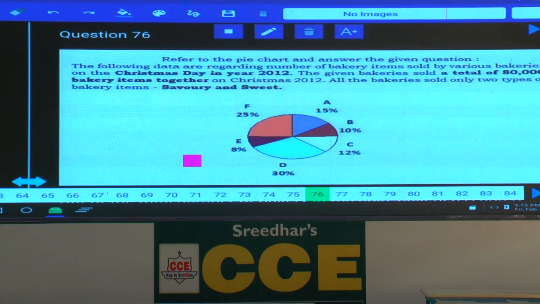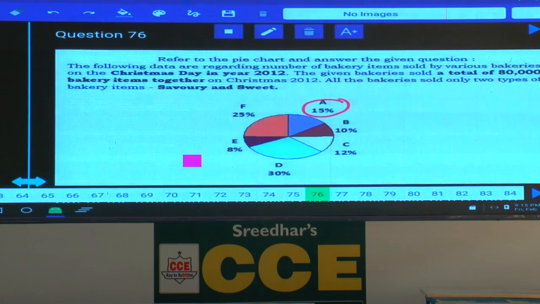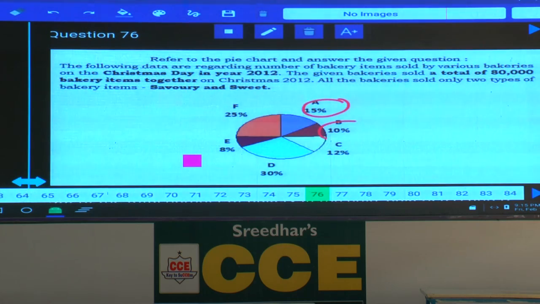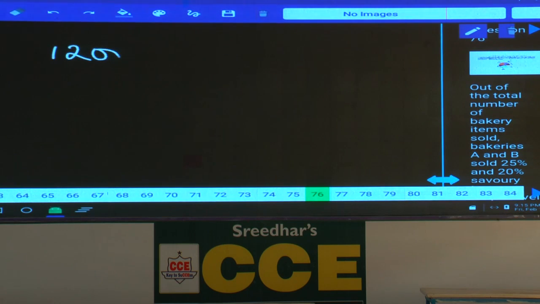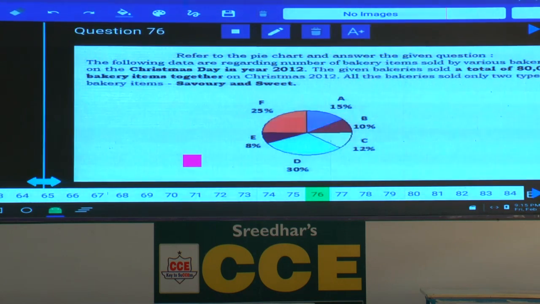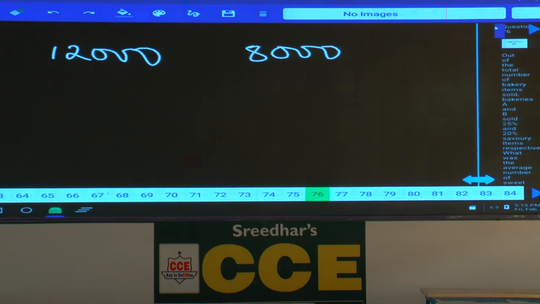Now, A is selling 15%, B is selling 10%. 15% of 80,000, how much is that? 10% plus 5%, what is 10%? 8,000, half, 4,000, total 12,000. So A is selling 12,000, B is selling 10%, which is 8,000, right? So in bakery A, total 12,000 items were sold, which will have both savory and sweet.